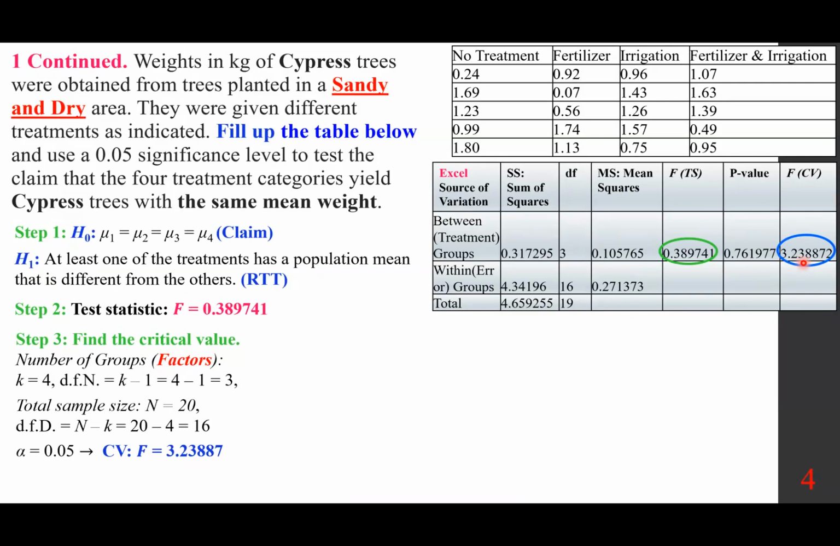You remember how we did the calculation here, right? How we came up with the calculation here, right? It's the ratio of these two, and those are the degrees of freedom of the numerator and denominator.